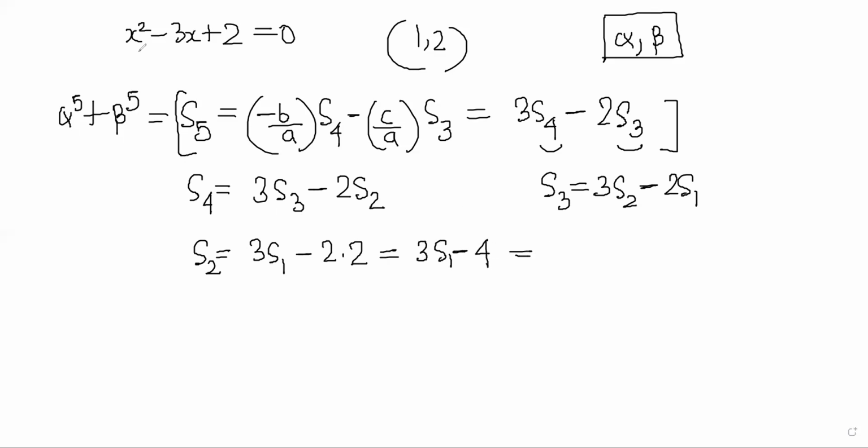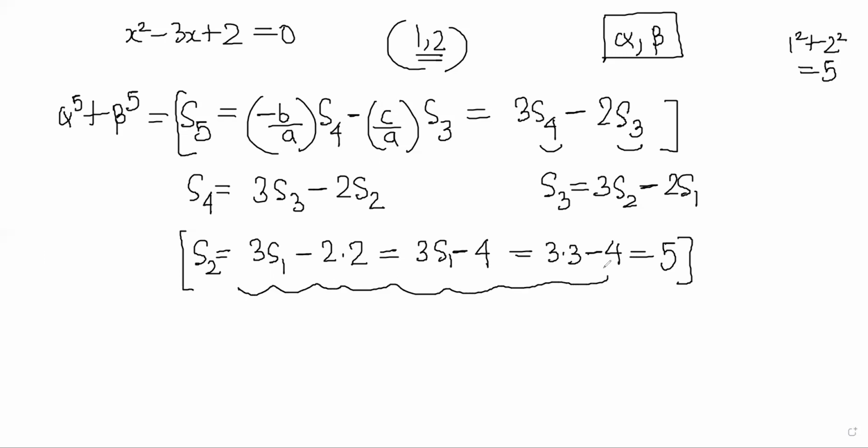The sum of the roots here is known by Vieta's relation. Alpha plus beta is minus B by A, so 3. So this is 3 into 3 minus 4, which should be 5. Notice that our S2 value is correct. We actually know the roots: 1 squared plus 2 squared, S2, is equal to 5. And that has come from the recursive relation, right?